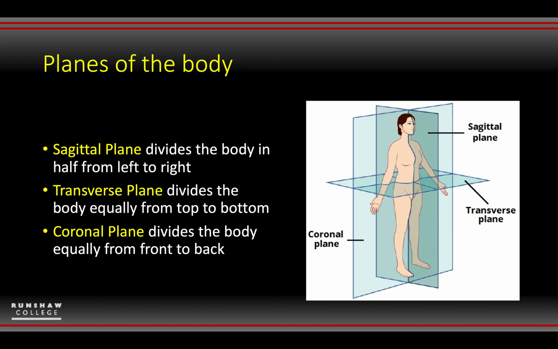Now sagittal divides the body from left to right, so a runner running in a straight line would be running along that plane, whereas the coronal, or the frontal as it's sometimes known, would be dividing the body from front to back, and this would be the kind of plane someone would go if they were doing side steps and moving sideways. So the reason we can call it the frontal plane is because that's the way it's facing. That plane is facing forward.